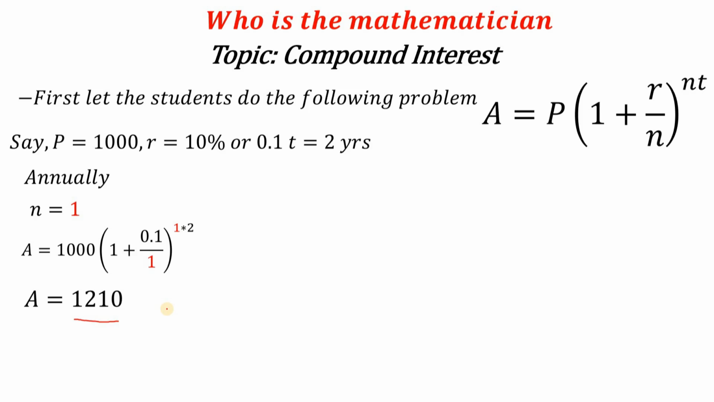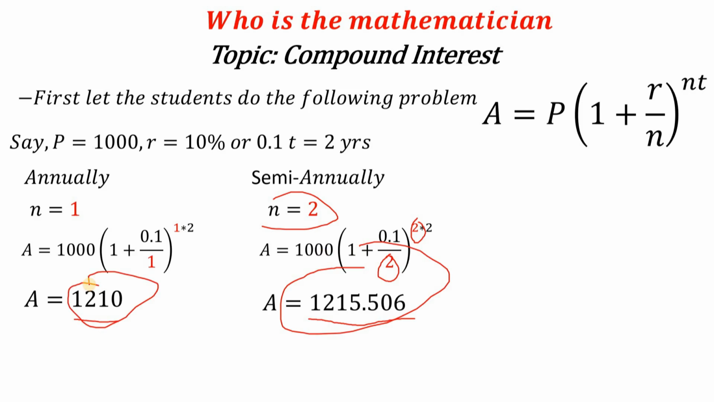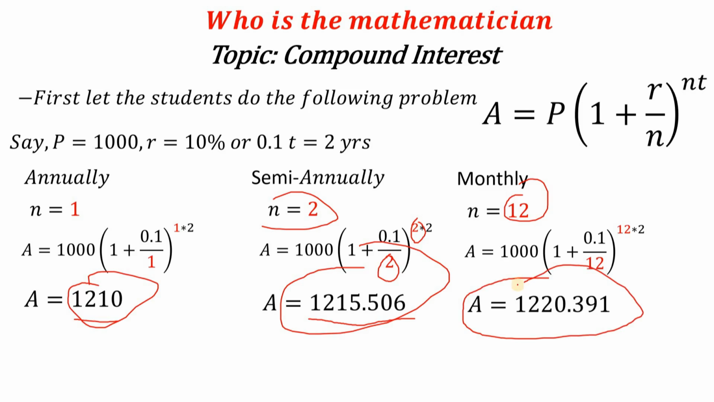Similarly, if the amount is compounding semi-annually, then in place of n we can write n equals 2. Then the amount will be 1215.506. As you can see, this amount is greater than this amount. Let's again do it for a condition where the amount is compounded monthly. For monthly, n will be taken as 12 because there are 12 months in a year. Hence, the amount thus calculated will be 1220. As you can see, this is greater than this amount, and this amount is greater than this amount.